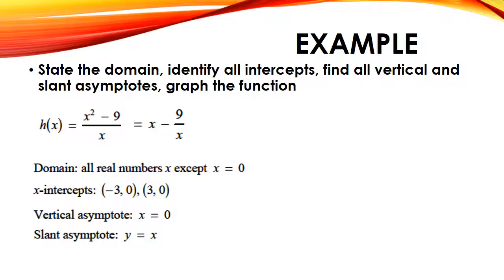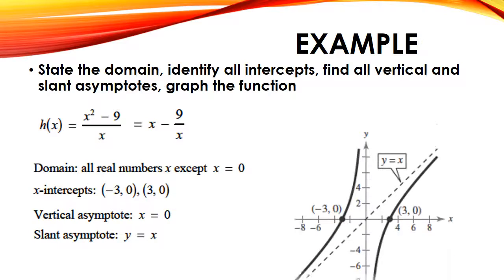We have a vertical asymptote at x equals 0, and we have a slant asymptote at y equals x. That's what we got when we divided. When we divided x into x squared minus 9, we got x minus 9 over x. 9 over x would be the remainder. So x is our slant asymptote, or y equals x.